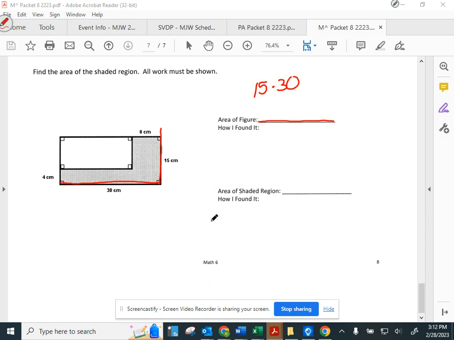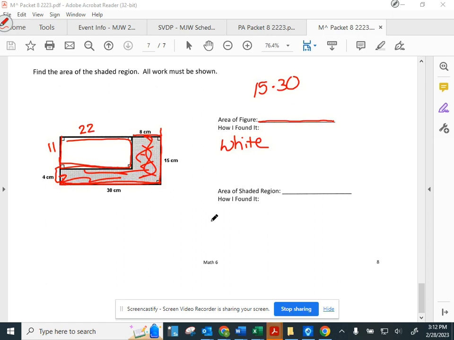Then we want to just know the shaded region. That's a goofy shape. In order to find that, we're going to find the area of the white to take that away from our full area figure. So to find the white, if we know this part right here is 4 and all together it's 15, that leaves us with 11 on this side. And if we know the full side is 30 and we take away the 8, that leaves us with 22.